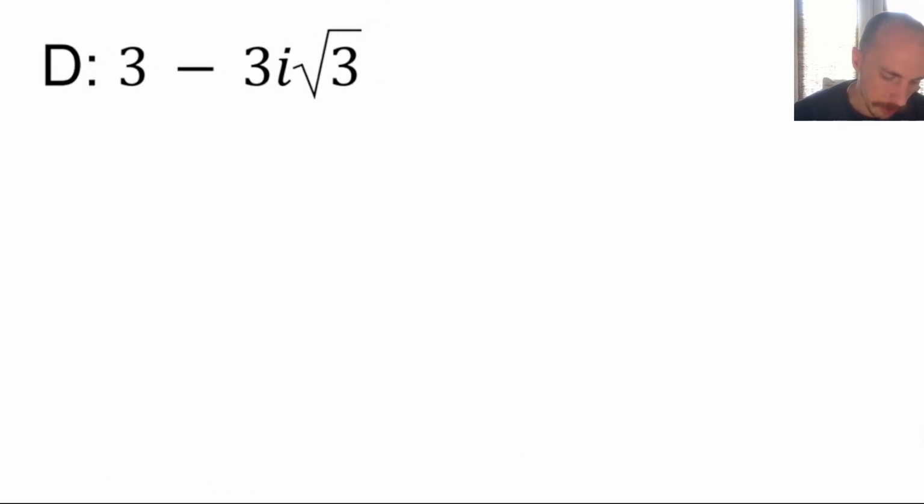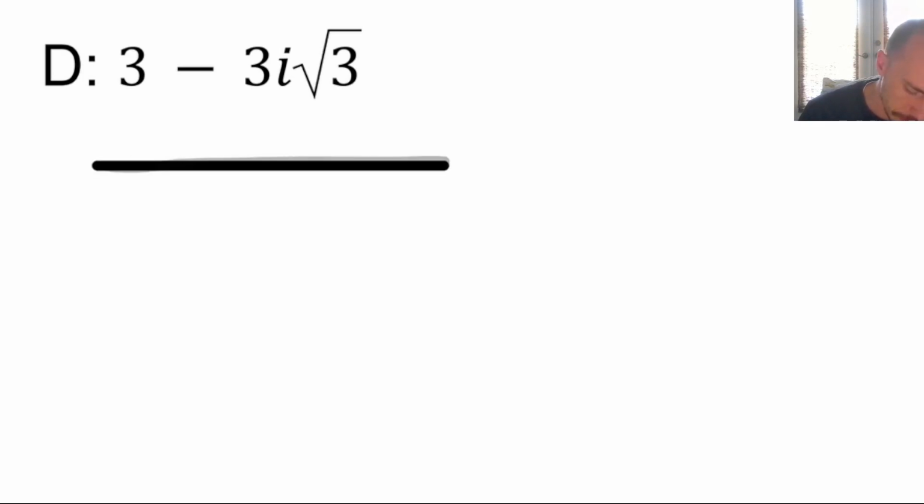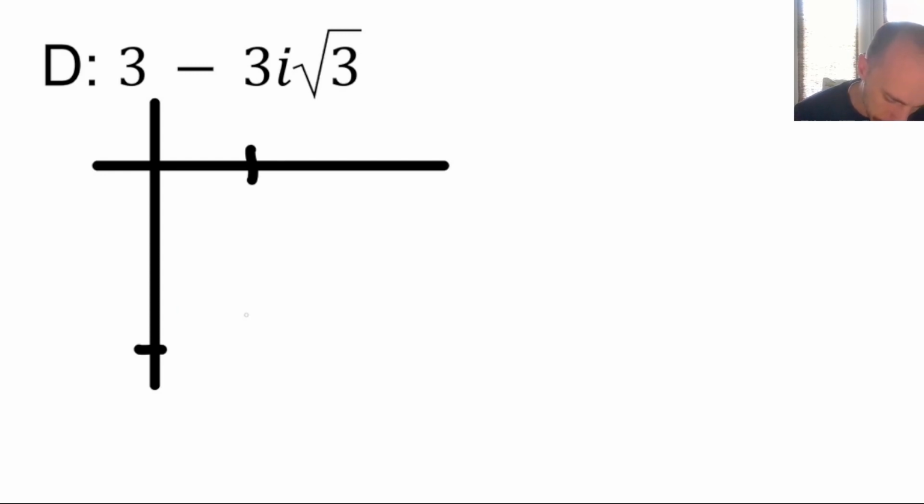Okay, so 3 minus 3 root 3i. So we're going to have a positive real component and a negative imaginary component. I think that's a better terminology. And so positive 3, negative 3 root 3.